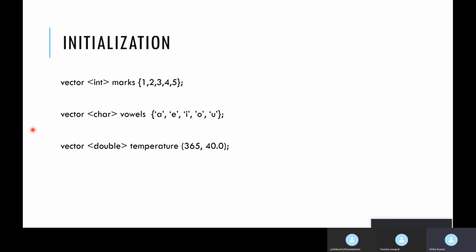Now we'll come to initialization. To initialize a vector, it is just as simple. You have to put in all the elements in curly braces, and you don't have to specify the size. So in this case, we have a vector of integers called marks, and there are the elements 1, 2, 3, 4, 5 in it. But if you want, you can specify the initial size of the vector. So here we have a vector called temperature consisting of doubles. It has 365 elements and they have all been initialized to 40.0. Now you can add elements to it. The size does not have to remain constant, but they will all have to be doubles.